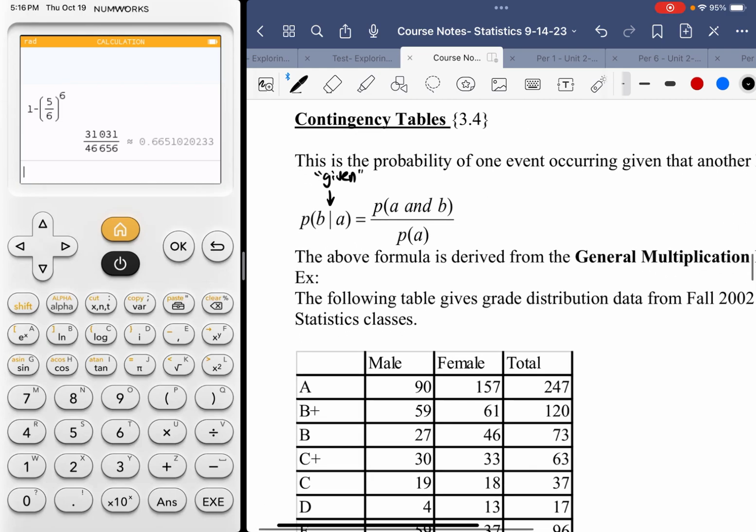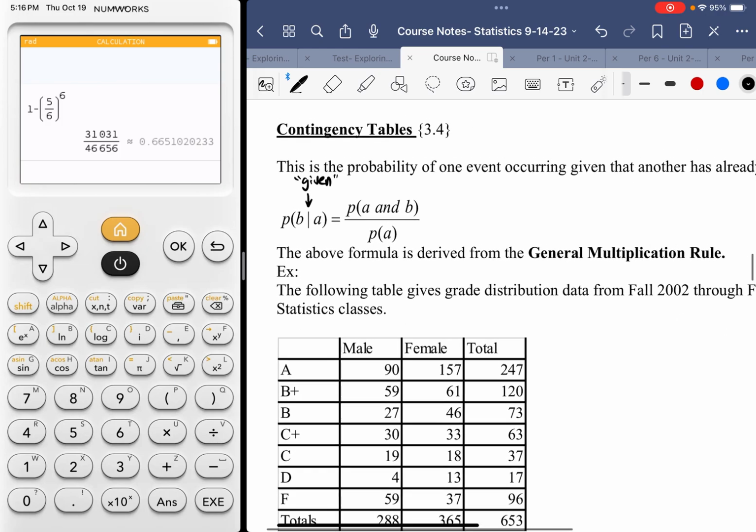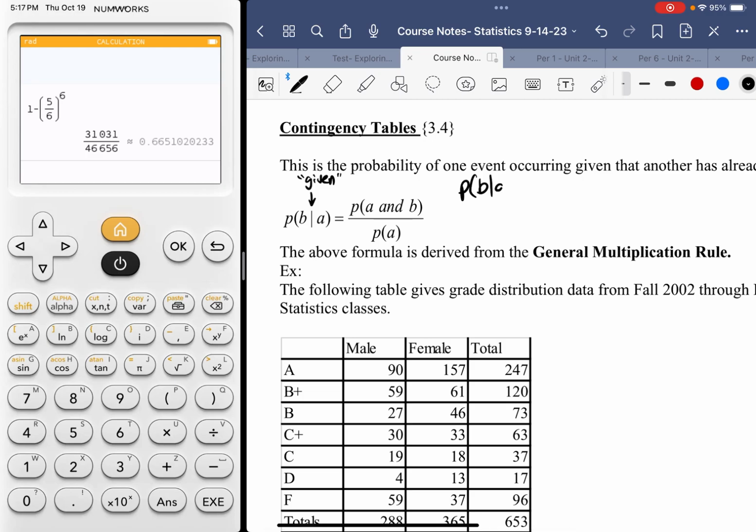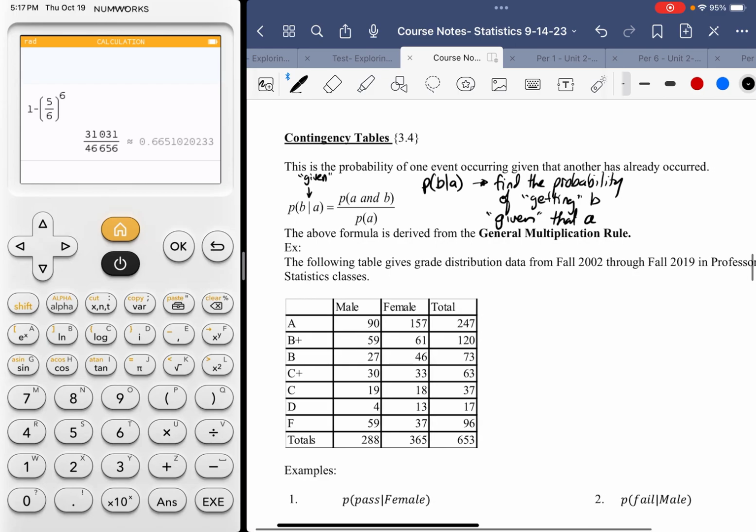All right. So we have to look at the two events and on the top, see where they coincide, and then divide it by the probability of the given value. So B given that A has occurred. All right. So when I say probability of B given A, it's really a directive. Find the probability of getting B given that A has occurred.